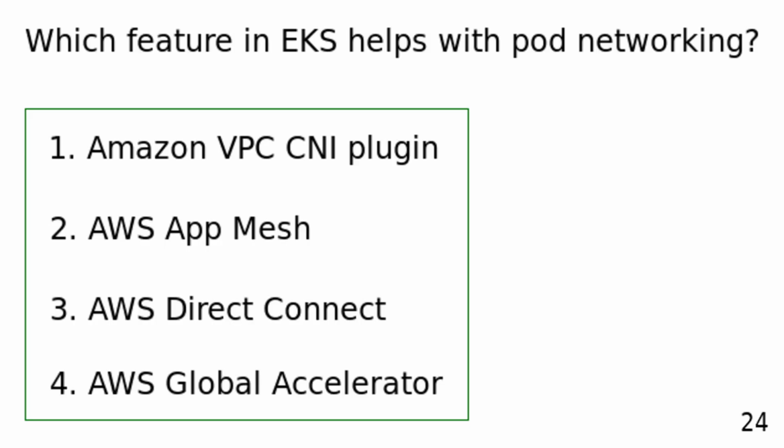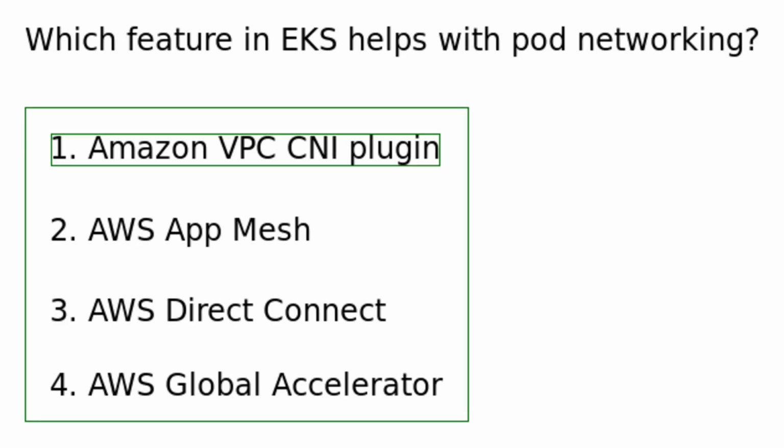Which feature in EKS helps with pod networking? Amazon VPC CNI plugin. AWS App Mesh. AWS Direct Connect. AWS Global Accelerator. The Amazon VPC CNI plugin for Kubernetes enables native VPC networking for EKS pods.